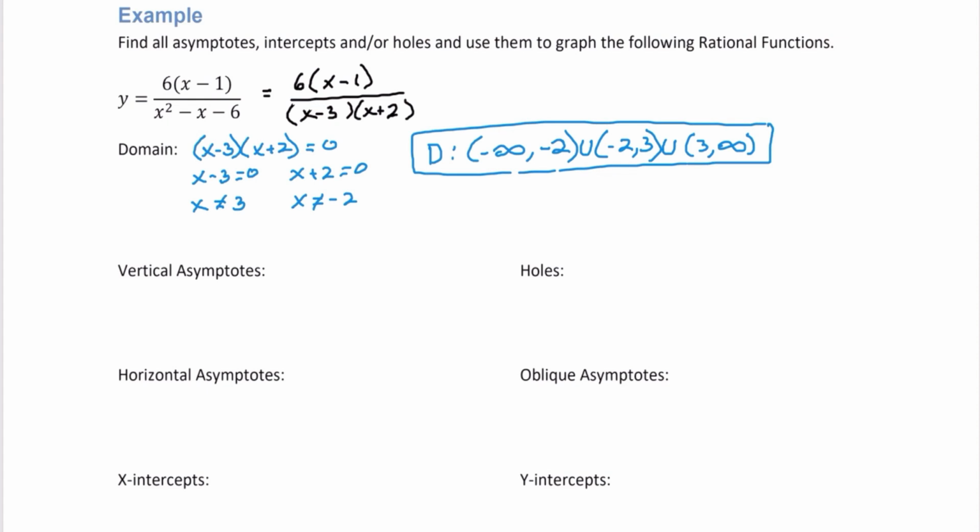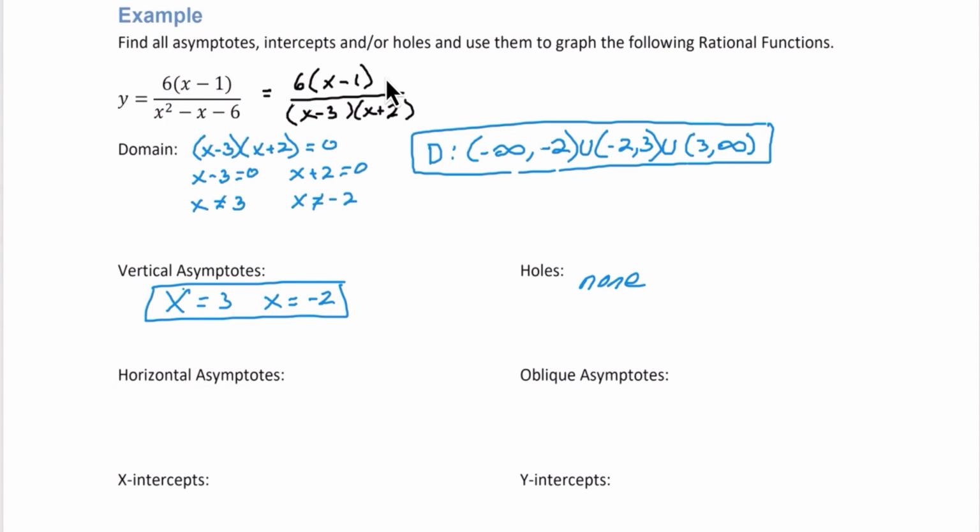To find vertical asymptotes, we reduce and look at zeros of the denominator. Notice in this case, there's nothing to reduce. We don't have any common factors in the top and the bottom. So we'll just set the denominator equal to 0. We've already done the work here. We set the denominator equal to 0 and found each of those x values. So we get x equals 3 and x equals negative 2 as our vertical asymptotes. We don't have any holes. Remember, holes are generated by factors that are common to the top and the bottom. Those factors that reduce, those will generate holes in the graph.